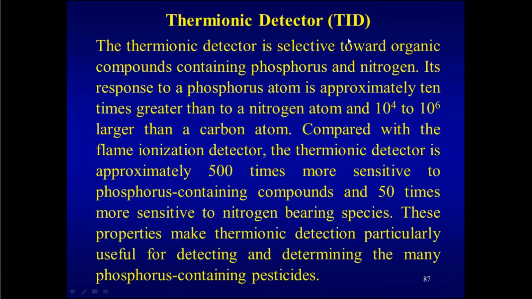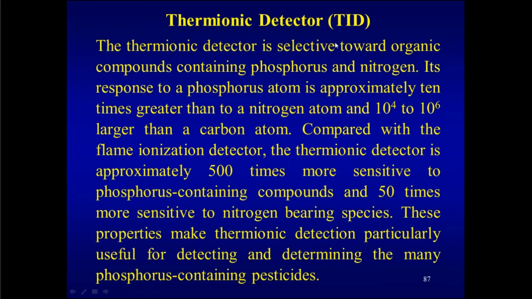Next, you have the thermionic detector. I think it's not mentioned in your syllabus, but since it's a modification of FID, I thought I will just give you a brief explanation of this. This is selective towards organic compounds containing phosphorus and nitrogen. Its response to phosphorus atom is approximately 10 times greater than to nitrogen atom, and 10 raised to 4 to 10 raised to 6 times larger than to a carbon atom.